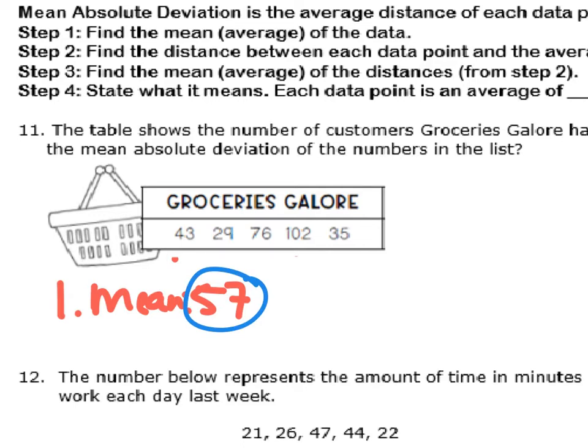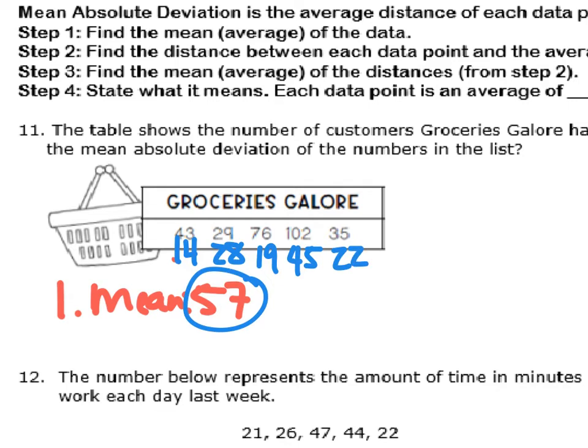So for me to figure out how far away 57 is from 43, we're going to go ahead and subtract those in our calculator. 57 minus 43 is 14. I'm going to write that under the 43. 57 and 29, so we're going to do 57 minus 29. We get 28. 57 and 76, so we're going to do 76 minus 57. We get 19. 102 minus 57, we get 45. And 35 minus 57, we get 22.